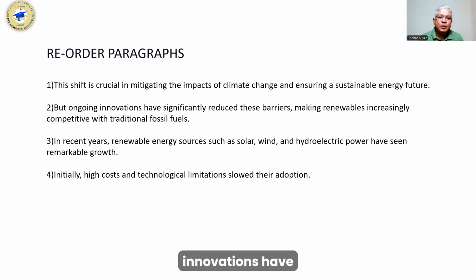But ongoing innovations have significantly reduced these barriers, making renewables increasingly competitive with traditional fossil fuels. This shift is crucial in mitigating the impacts of climate change and ensuring a sustainable energy future. Looks like a closing sentence. Okay, that was easier. Let us look into another reorder paragraph.